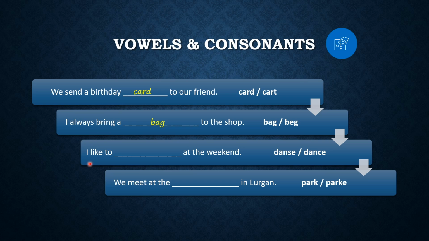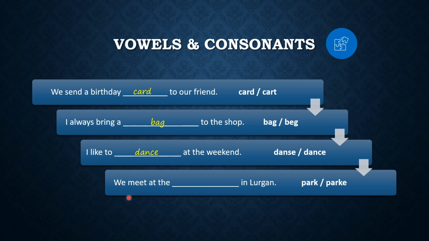We're looking at the third one now. I like to blank at the weekends. Dance and dance. So it's playing here with the S and the C, soft C. Dance is spelled with a C, D-A-N-C-E.